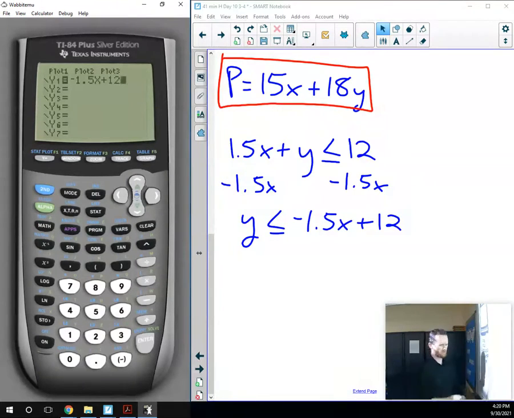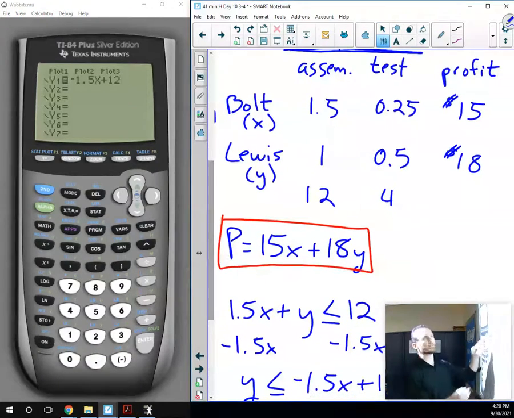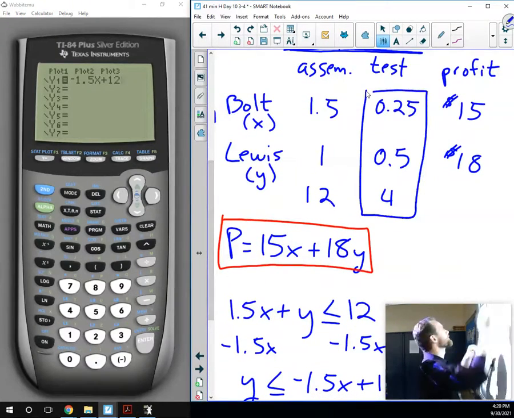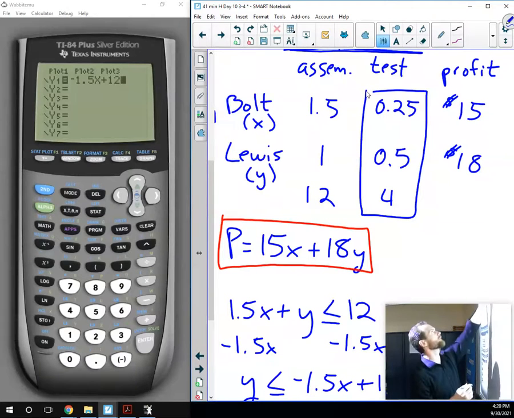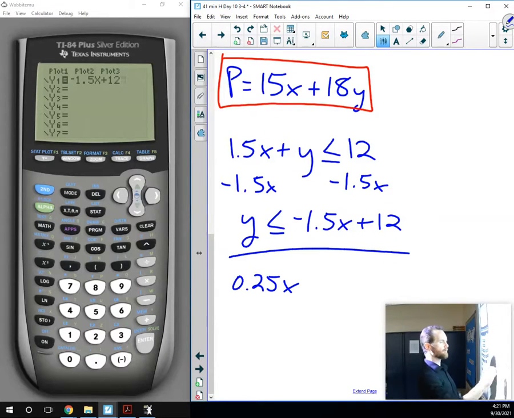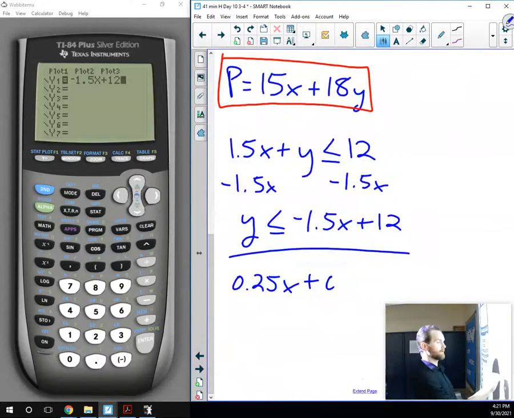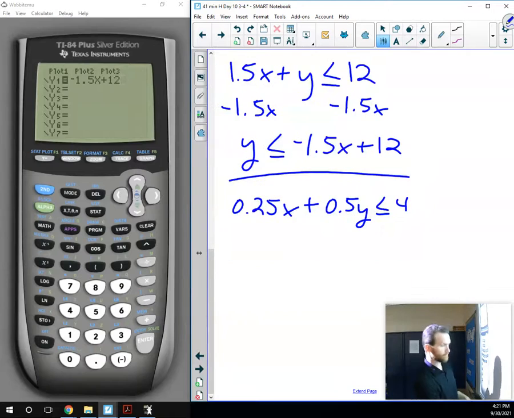Graph it? Oh no, let's wait to graph because we have a second constraint. So the second constraint has to do with the amount of testing time. This column right here. So it's going to be 0.25 per x plus, what was it, 0.5 per y? Must be less than or equal to 4.